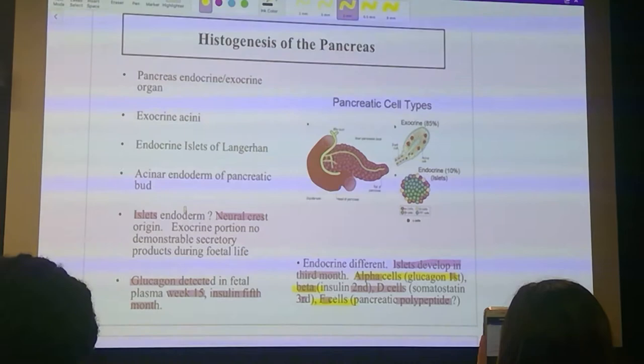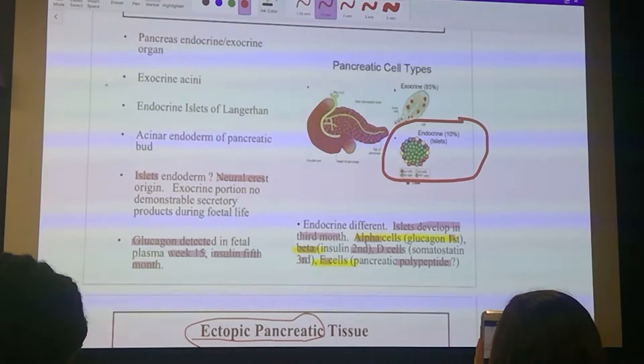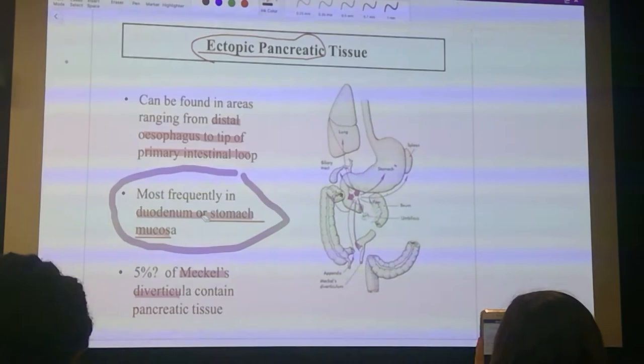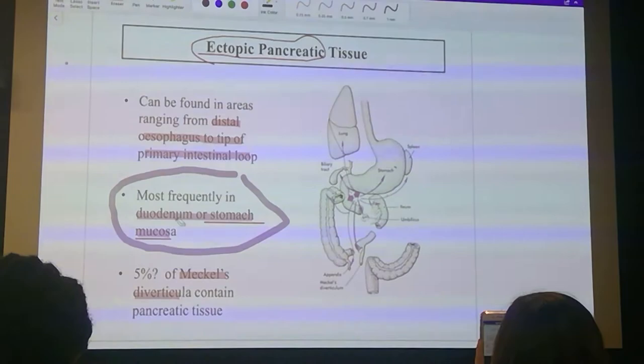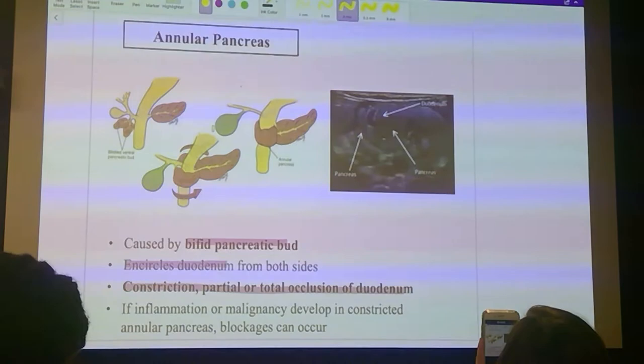Just know that your neural crest forms your endocrine pancreas. Okay, and then for ectopic pancreas, the most common site is either the duodenum or stomach. Ectopic pancreas, duodenum or stomach. And then annular pancreas, two heads of the pancreas. So this is one of the causes of projectile vomiting. And then the other one's duodenal atresia.